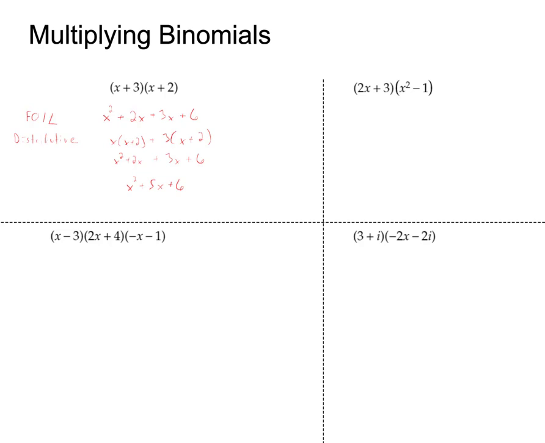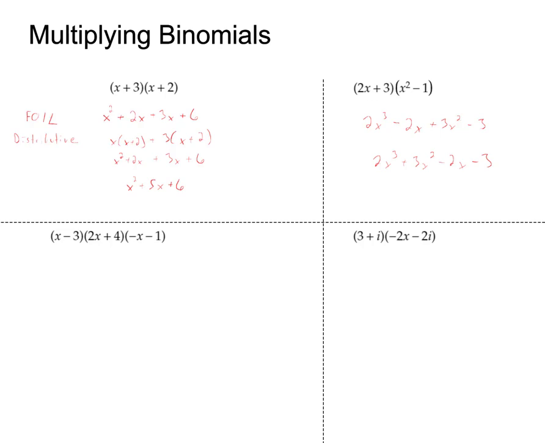All right, let's do the second problem, and for this I'll just use the FOIL. So the first terms, so that's 2x times x squared, so that's 2x cubed. We're going to do the outer term, so 2x times negative 1 is negative 2x. Now we're going to do the inner terms, so 3 times x squared is 3x squared, and last, so 3 times negative 1 is negative 3. Most likely on an exam that's multiple choice, they'll put these in order. So 2x cubed plus 3x squared minus 2x minus 3 is likely how the answer would appear on the ACT.